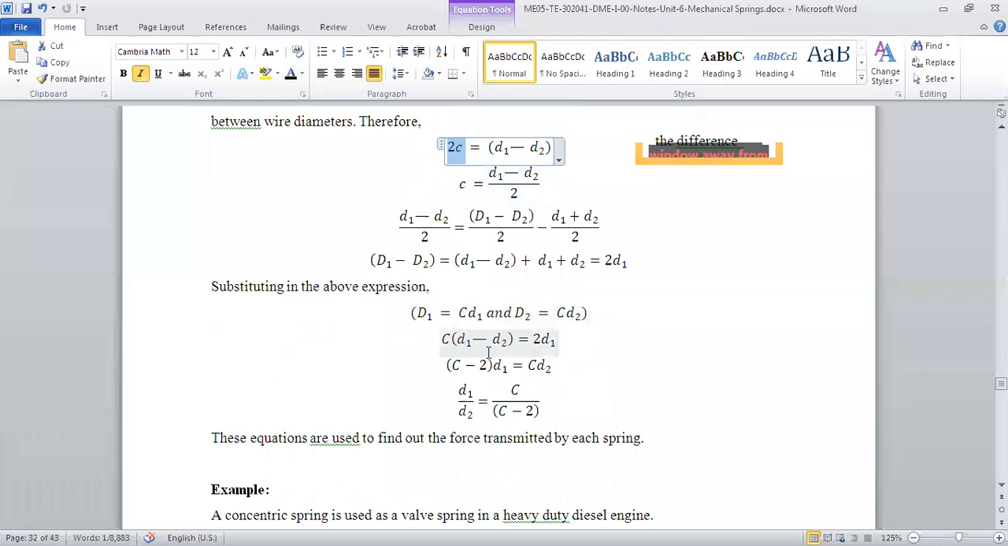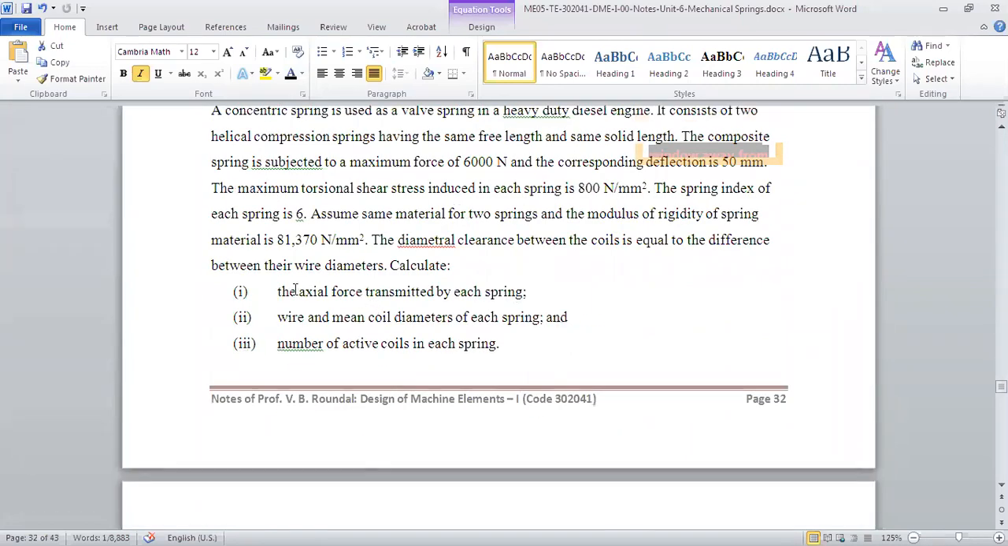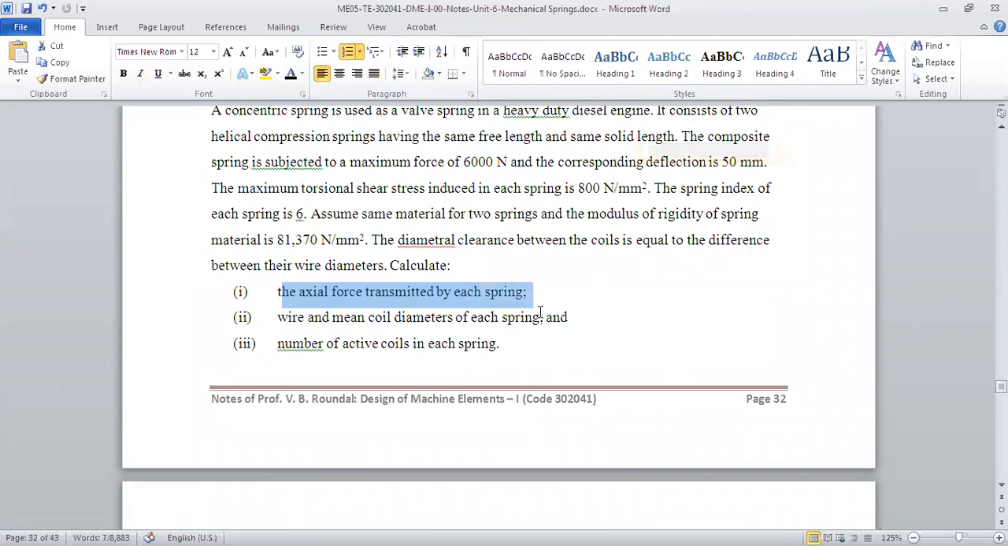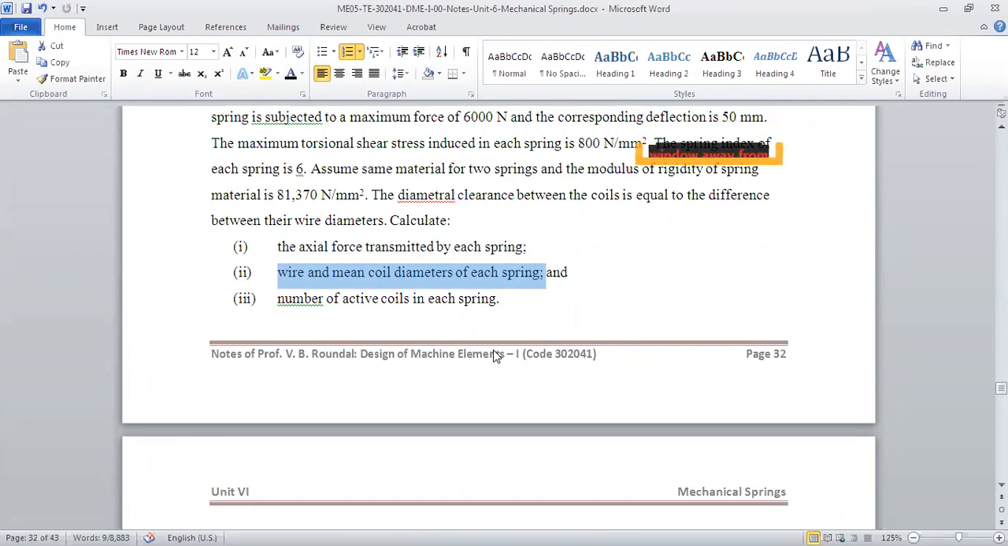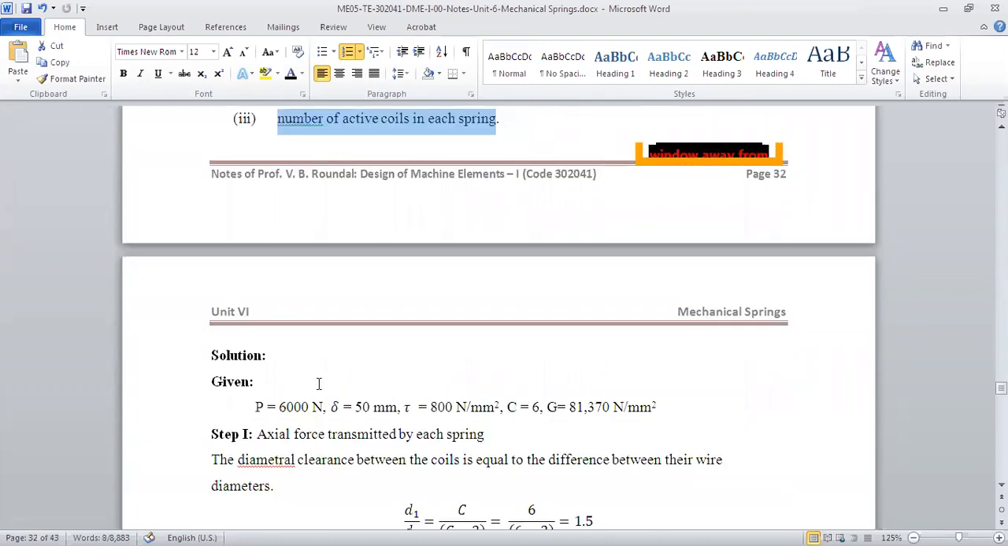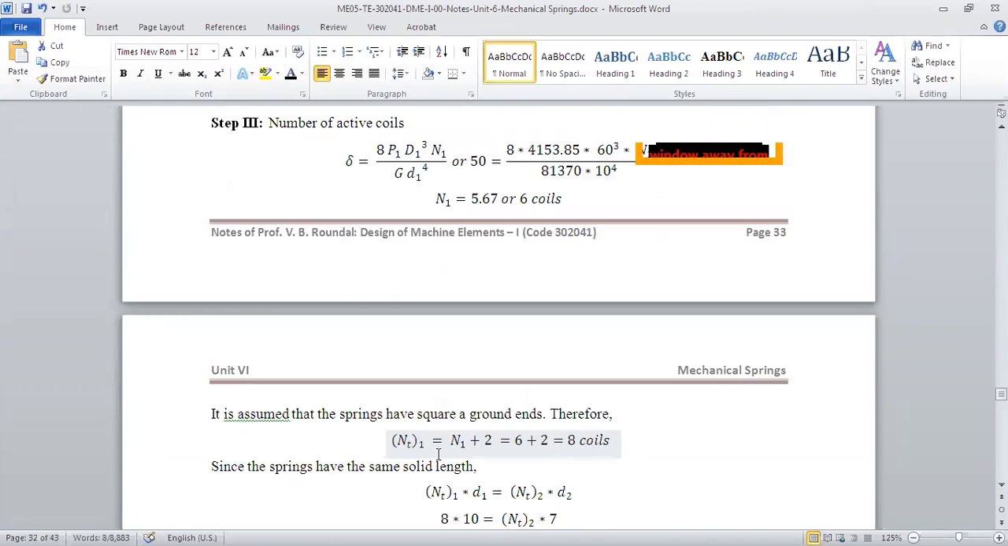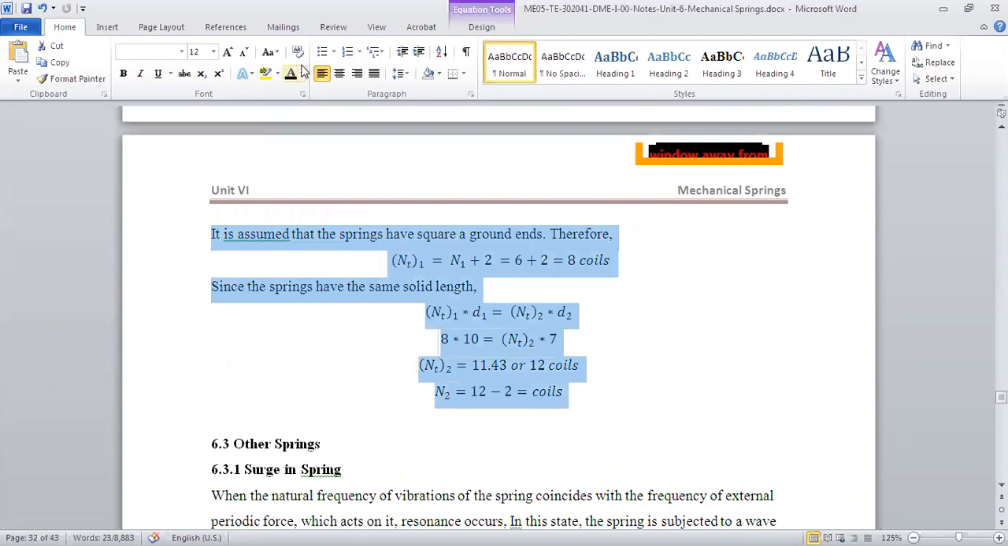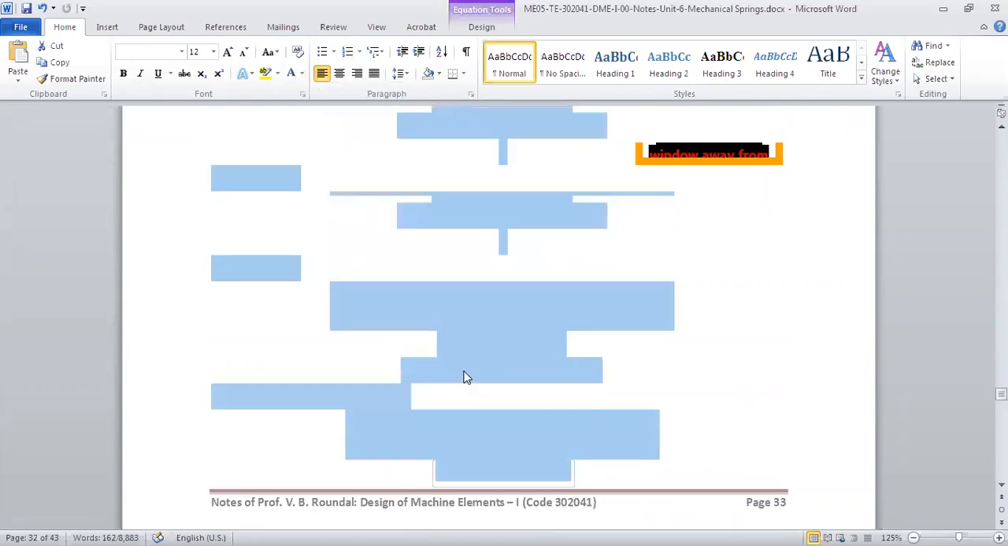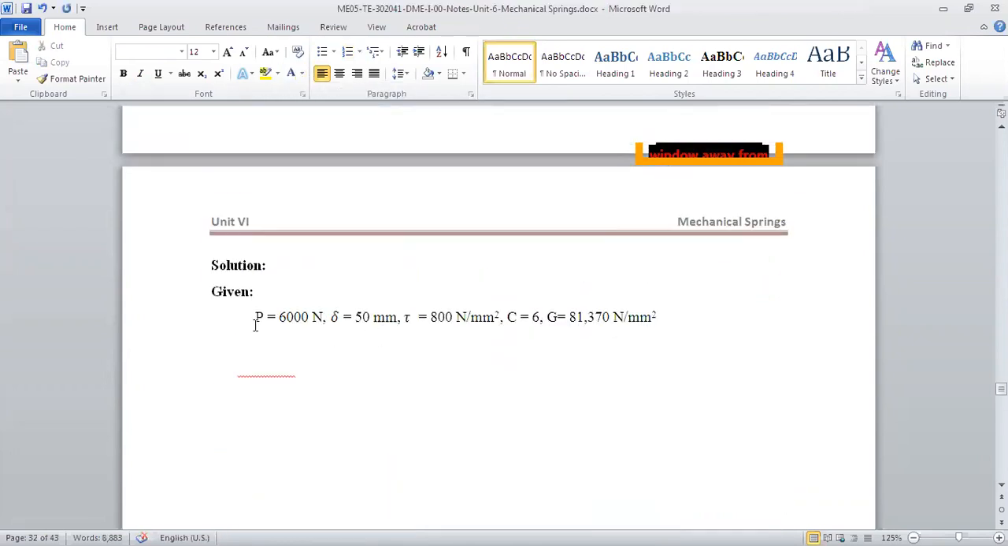If 2C is equal to D1 minus D2, then we can say D1 upon D2 is equal to C upon C minus 2. We have to find out the axial force transmitted by each spring, so P1 and P2. The wire and mean coil diameter of each spring, so D1 and D2. The number of active coils in each spring, so N1 and N2. Okay, so let me just hide this. We'll go step by step. Now, what is given in the problem?